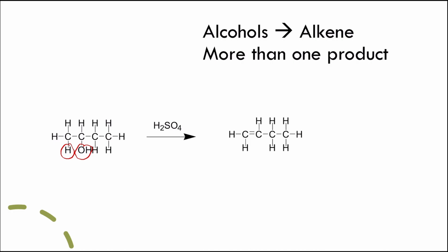However, also the hydrogen on carbon number 3, one of these could be removed. So if the hydrogen on carbon number 3 is removed with the OH, then that will lead to the formation of 2-butene. So in this case, if you have 2-butanol and you heat it with concentrated sulfuric acid or phosphoric acid, then you're going to end up with two different products, which are 1-butene and 2-butene.